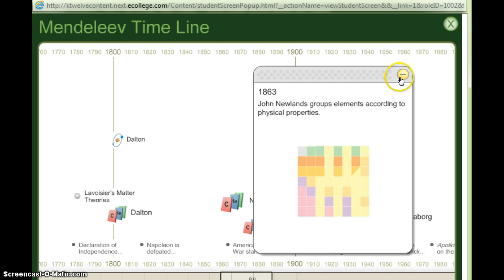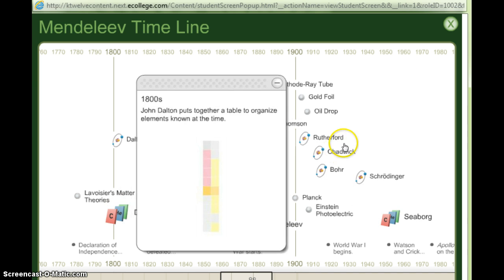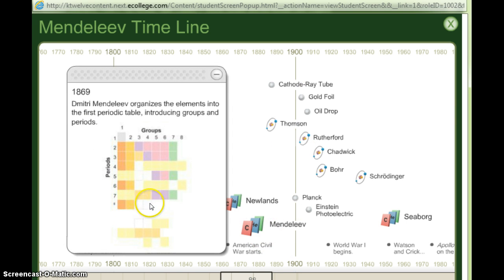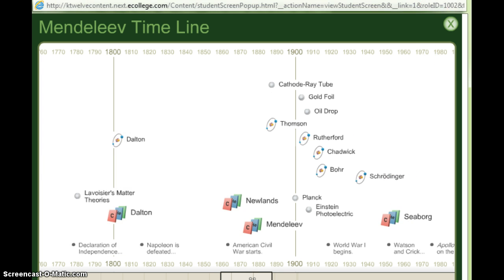And there were other people who tried organizing based on physical properties. Dalton organized the elements he knew, but we've stuck with Mendeleev's because he introduced groups, in other words, columns going down, and periods, or the rows, going across. And we'll talk a lot about those.